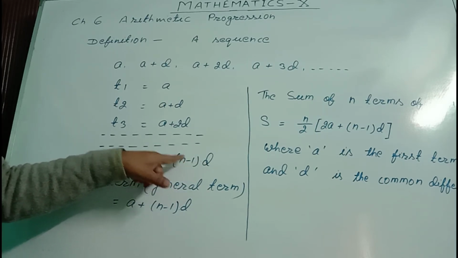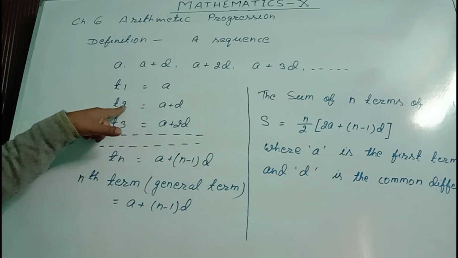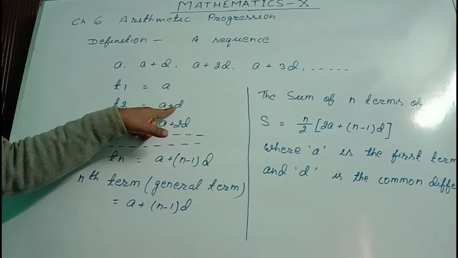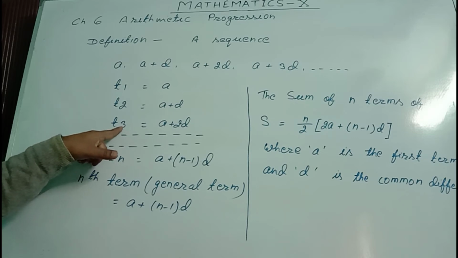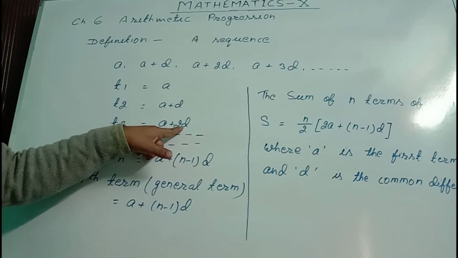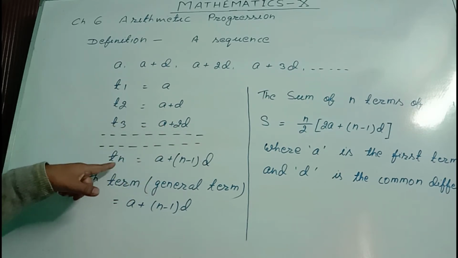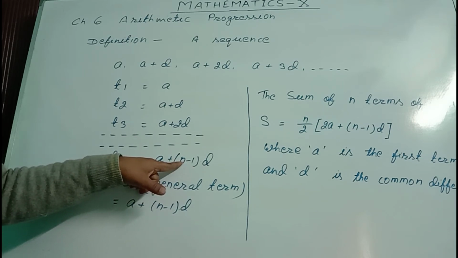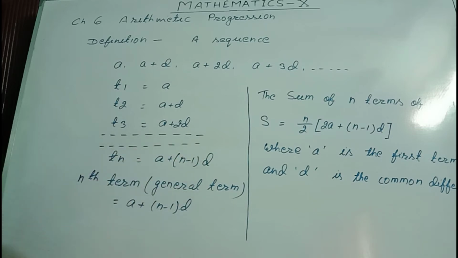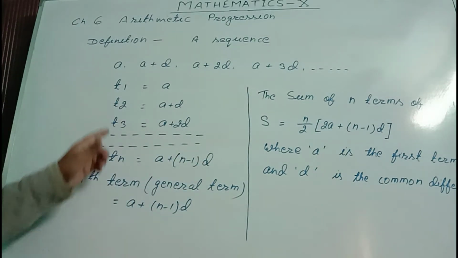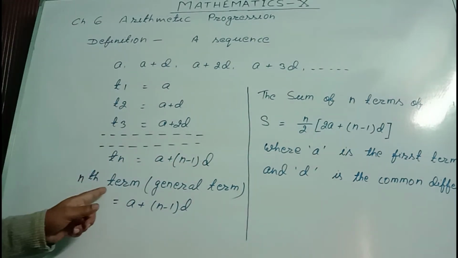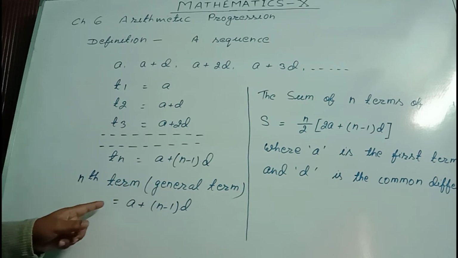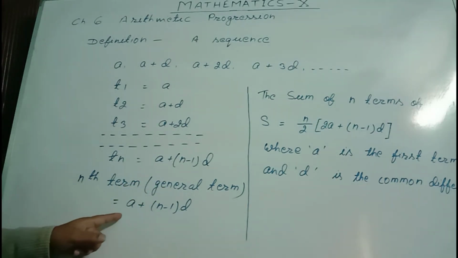Why this n minus 1? You are seeing that if here is 1, here is 2, here is 3, in the third term the common difference, that is d, is 2d. So here if n is there, 1 will be subtracted from n and this d will be multiplied. Therefore this nth term or general term of arithmetic progression became a plus n minus 1 into d.